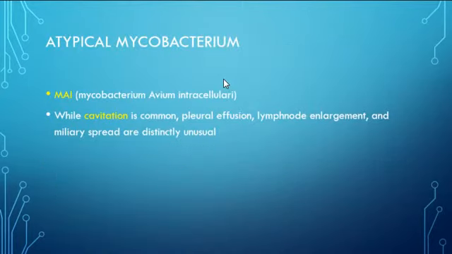Passing to atypical mycobacterium, we have Mycobacterium avium intracellulare. While cavitation is common, pleural effusion, lymph node enlargement, and miliary spread are distinctly unusual.